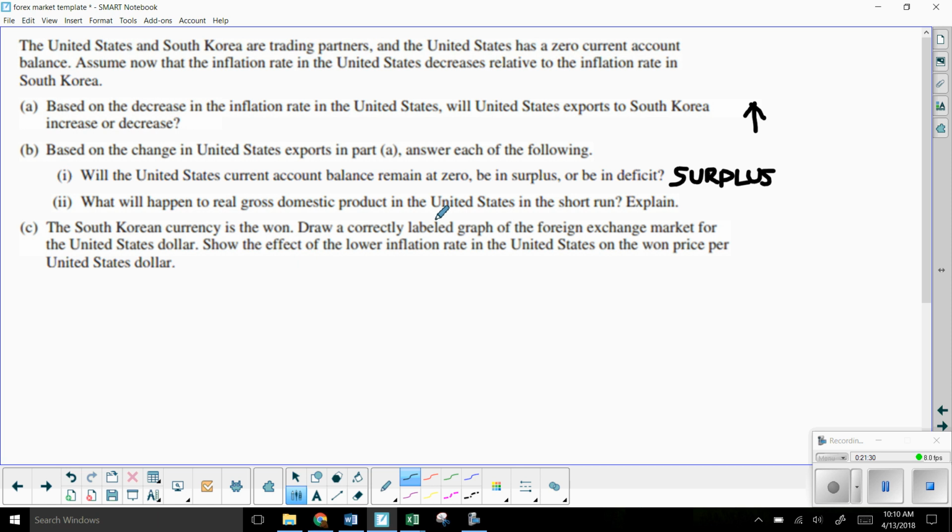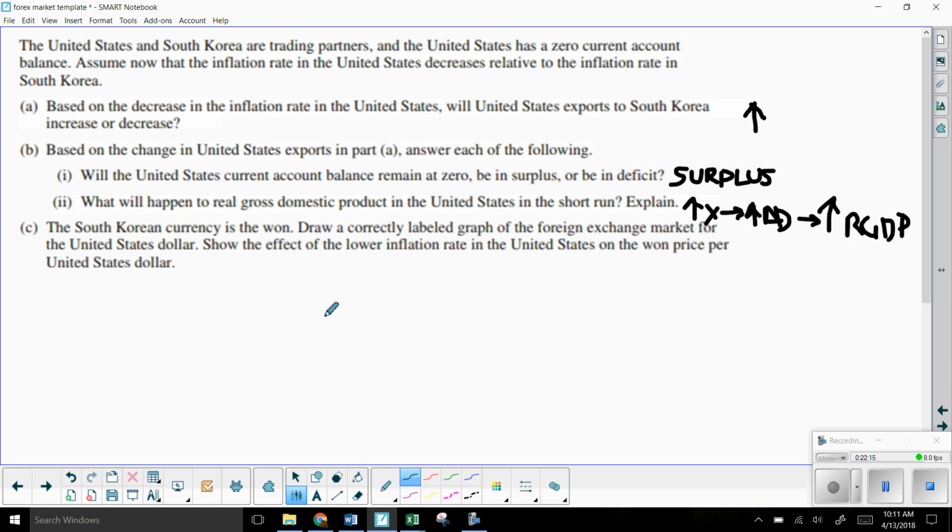Okay, so what will happen to U.S. GDP in the short run? Let's think about that. Well, we know the U.S. had an increase in exports. So I think we can reason from an increase in X to what X is a part of. That would be a part of aggregate demand. So that would be an increase in AD. A little messy, but that's AD. And when AD increases, that means that real GDP will increase. Boom, right there.